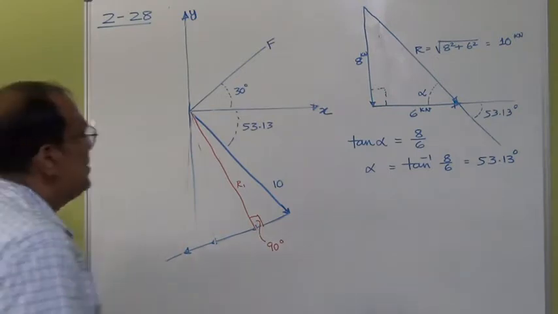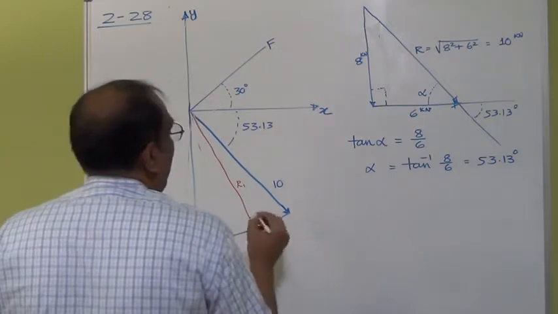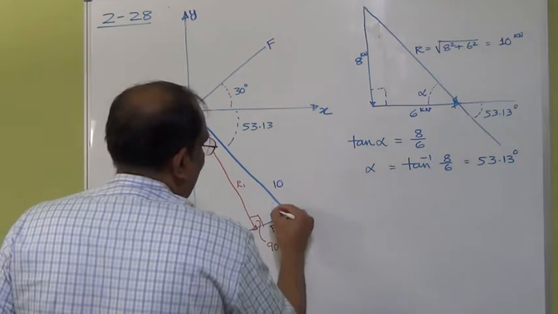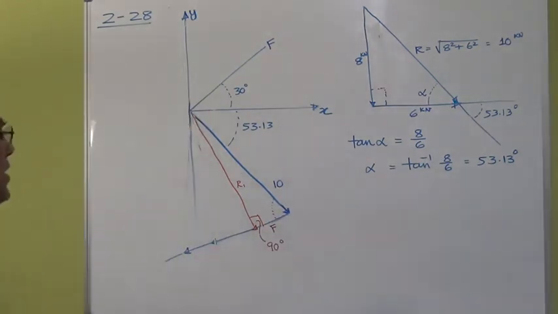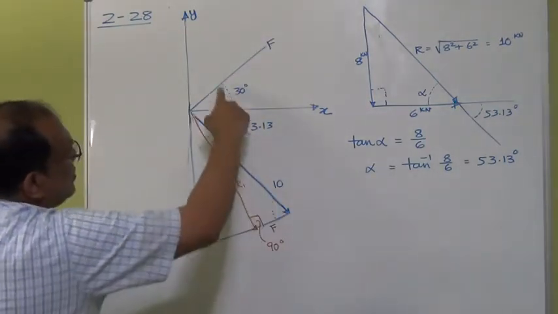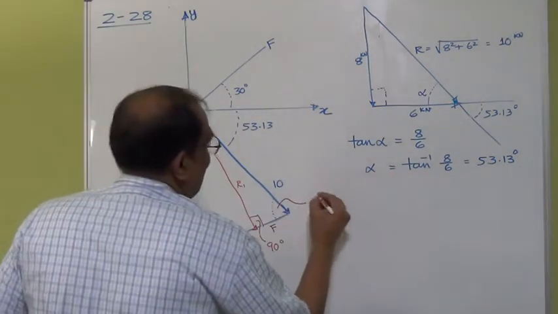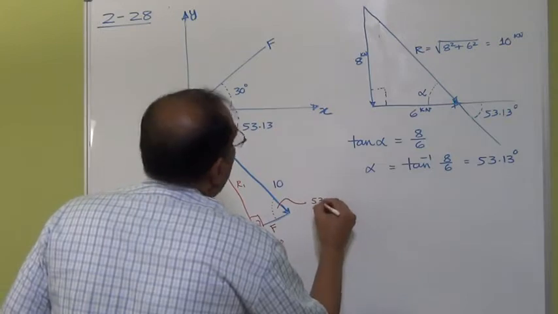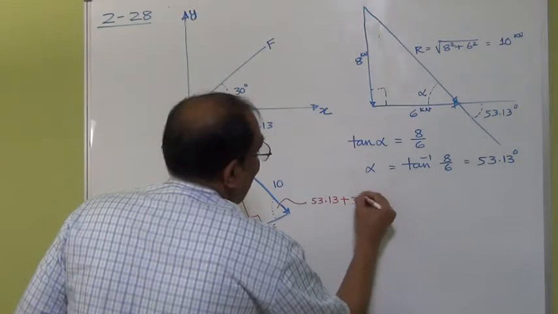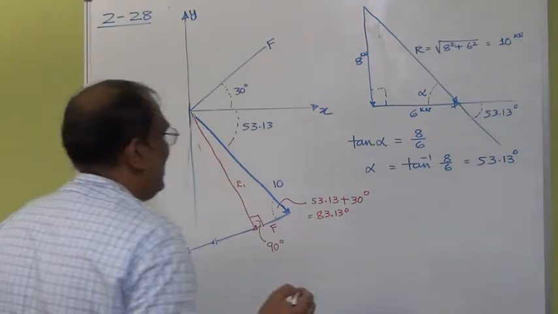Okay? So this one is your F, this one is 10. The angle of this one will be how much? You can see this one and this one are parallel, this one is connecting that one, so this angle has to be equal to this angle, right? So this angle is actually 53.13 plus 30 degrees, that's actually 83.13 degrees. Okay?